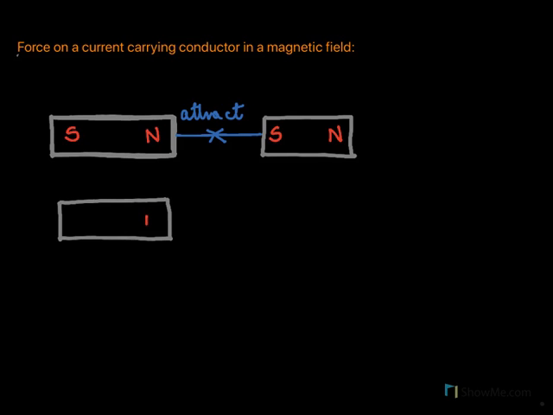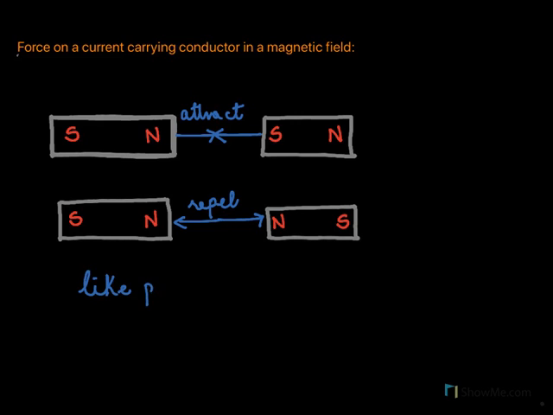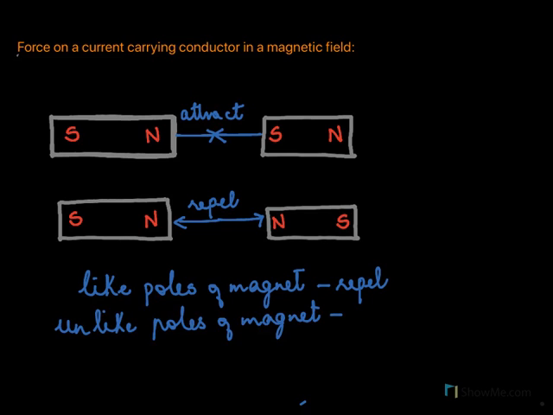However, to the same magnet with its north pole and south pole, I bring the north pole close to it. Then I find the magnet shows a different behavior. They repel each other. So I can conclude that like poles of magnets repel each other, while unlike poles attract each other.